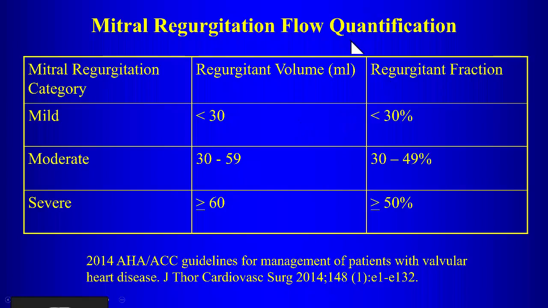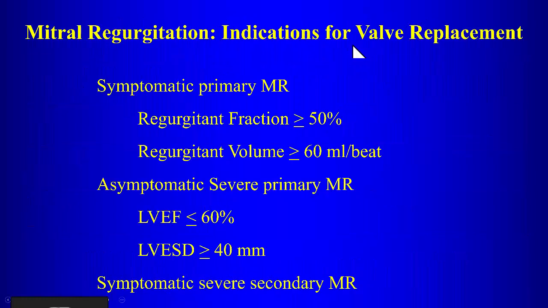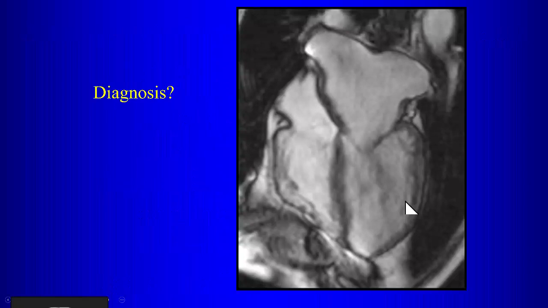Again, I don't need you to memorize the tables, but we can use this to figure out when the patient needs valve replacement. If the regurgitant fraction is greater than 50% or the volume greater than 60 milliliters, then the patient will need valve replacement if they're symptomatic. Okay?